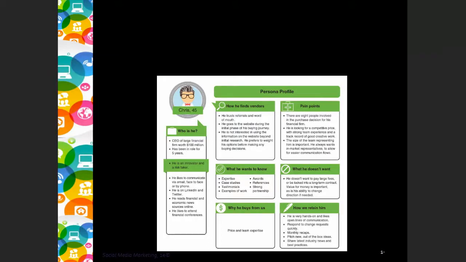In other words, let's say this guy's name is Chris and we have this information about him. We may categorize people like Chris and others. Let's say he's worth a lot of money. Well, I don't know if he's worth a lot of money, but he's the CEO of a financial firm, so he's probably getting paid well. He likes to use email, face-to-face, or phone. Boy, that's not me. He's on LinkedIn and Twitter. And you see eight people involved in his purchase decisions for his firm, whatever. What he doesn't want, what he wants to know.